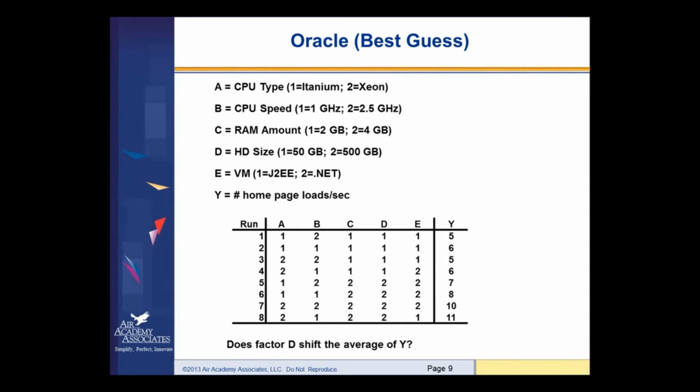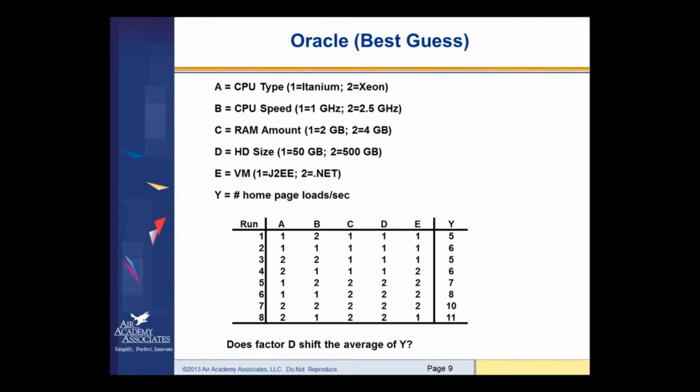So A being 1 refers to an Itanium CPU. B being 2 refers to a 2.5 gigahertz CPU speed, and RAM, hard drive, and virtual memory are all at the first settings as depicted in parentheses, the levels there. So those are sometimes called coded settings for the variables. It's easy then to see the design matrix and the patterns that are involved in that design matrix.